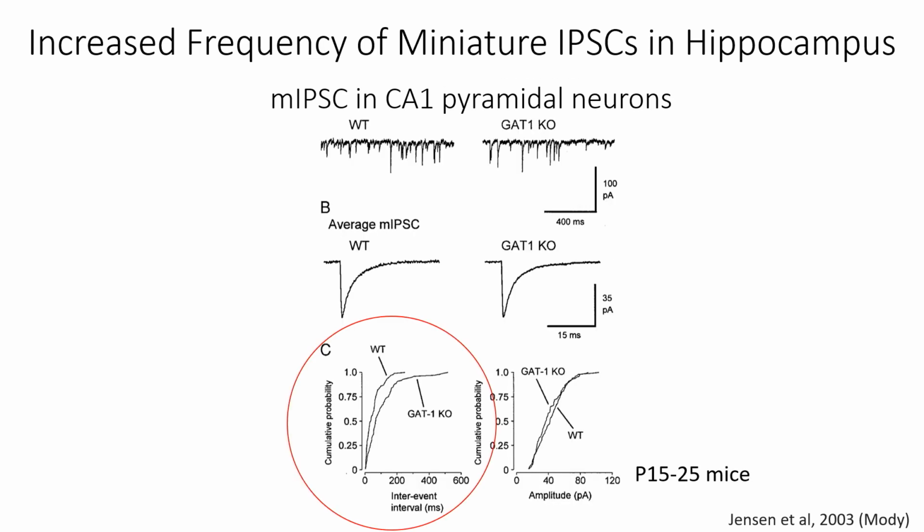But then they looked at miniature events, and these events differ because a specific drug called tetrodotoxin is washed on, and when that wash-on happens, all spontaneous activity, that is a neuron actually being excited and releasing GABA to send a signal, stops. So only fusion that just happens on its own without a neuron signaling occurs. And at this time, they actually saw that there were significantly fewer events in the GAT1 knockout, and they hypothesized this was due to a GABA-B mechanism whereby the release of synaptic vesicles was modulated.